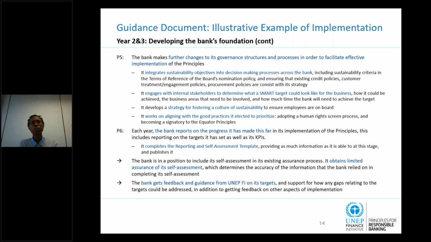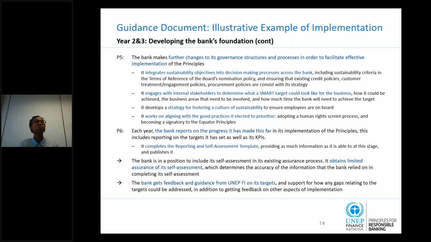It works on aligning with the good practices it elected to prioritize, adopting a human rights screening process, and becoming a signatory to the Equator Principles. These are all possibilities. Next, on principle number 6, again, transparency and accountability.